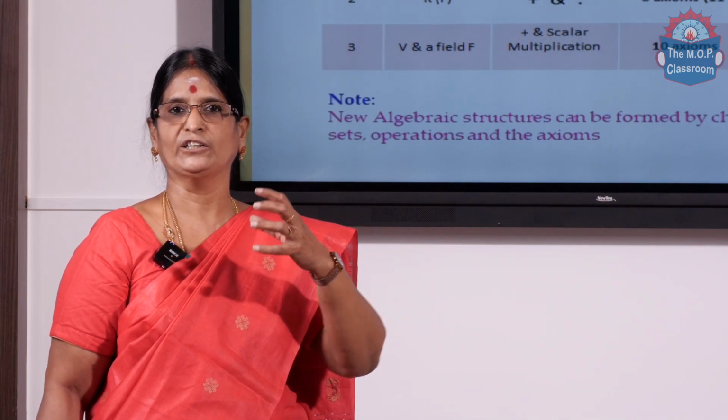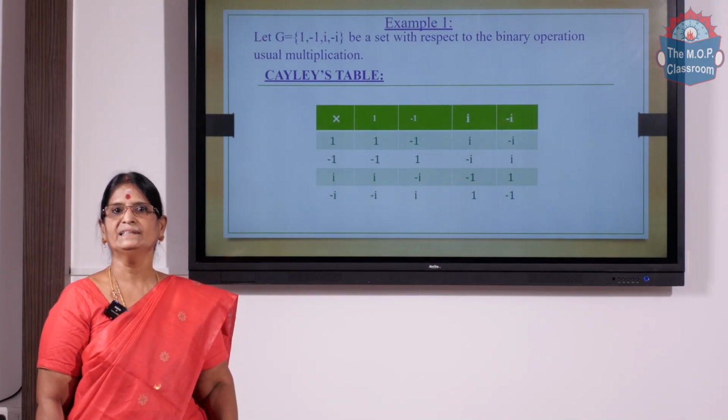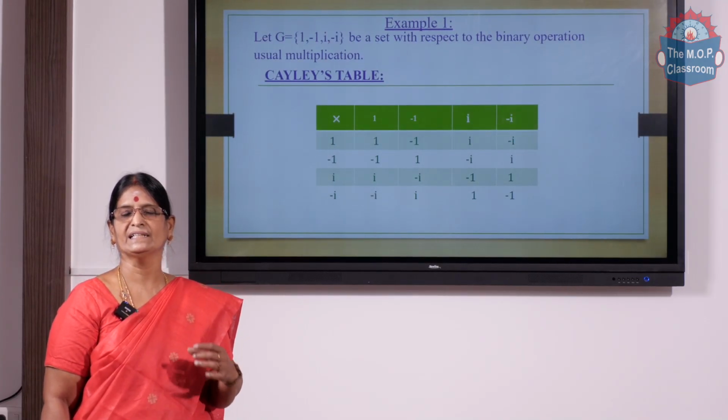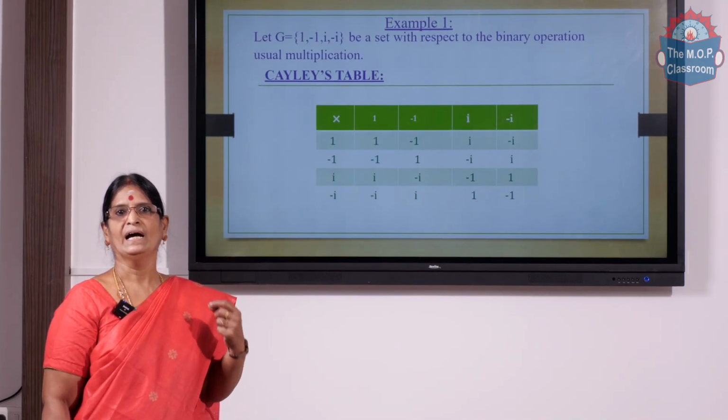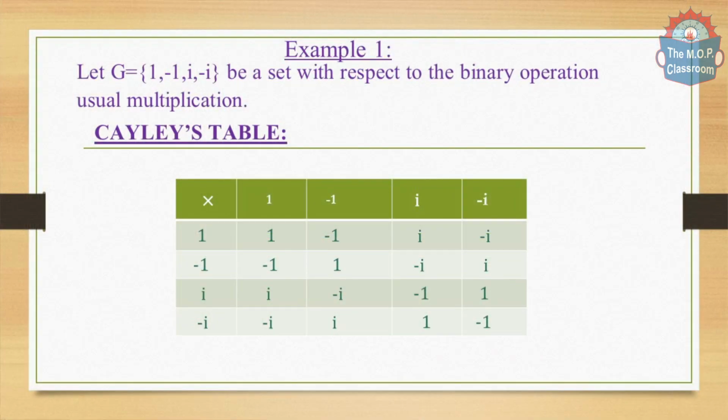On the lighter side, I would like to bring in a few simple real-time examples. Here let us consider a non-empty set G. G consists of 1, minus 1, i, minus i, and the binary operation, let us consider usual multiplication. So on one side the non-empty set, on the other side the binary operation star is the multiplication. Obviously G consists of only a finite number of elements.